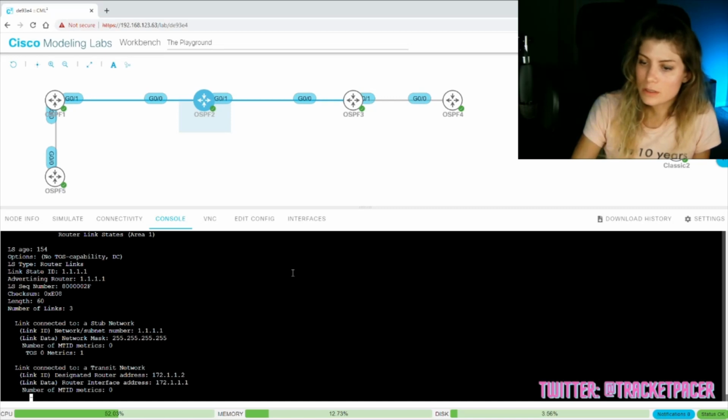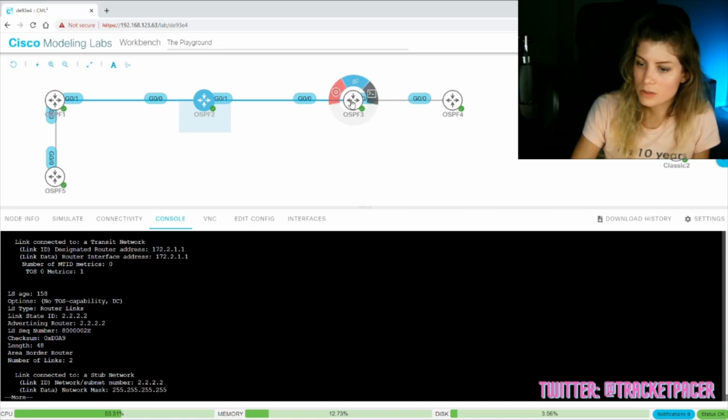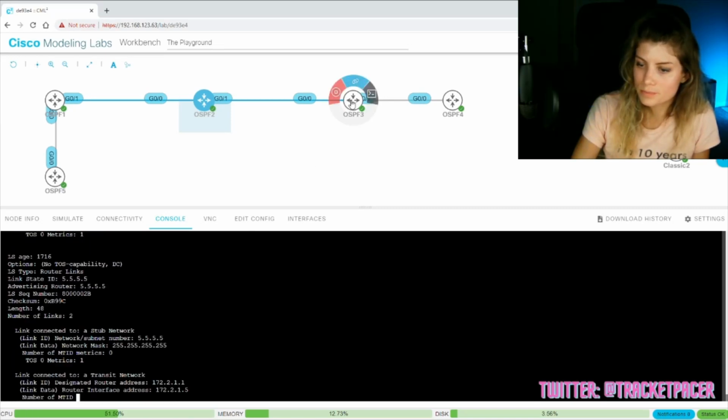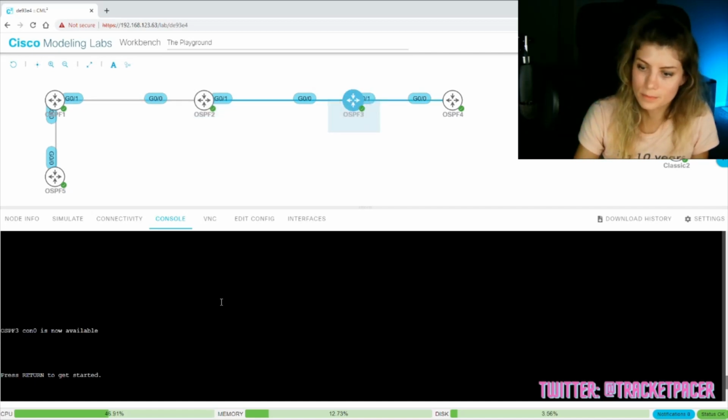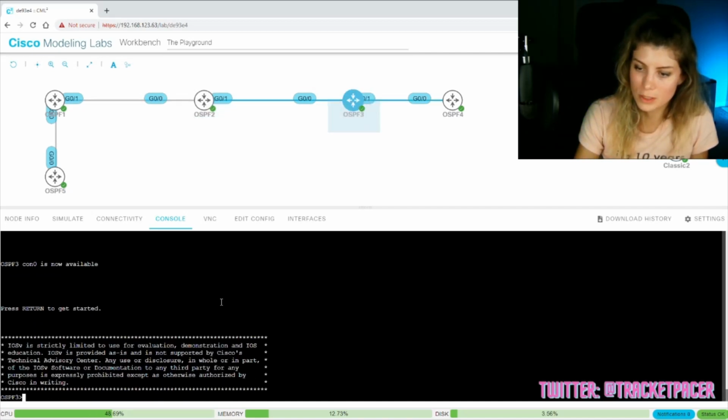All right, you know what I need to do though, in order for this to actually work, I do need to configure OSPF on these other two routers. I didn't want to, but I have to. So let me get that done real quick.